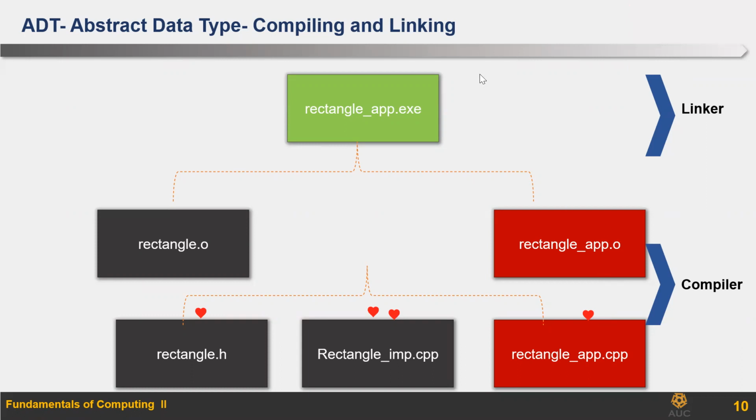Doctor, can you repeat what's the .o again? The .o is the object file. When you compile the .cpp, this rectangle implementation and this rectangle application, it transforms them into an object code. And what's an object code? It's a machine language, ones and zeros. Okay.